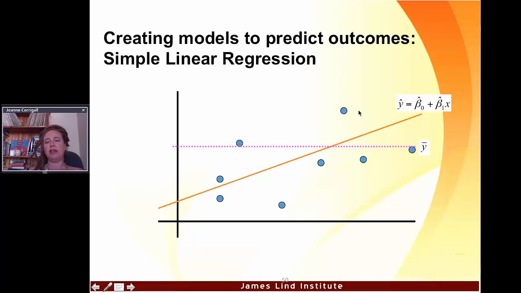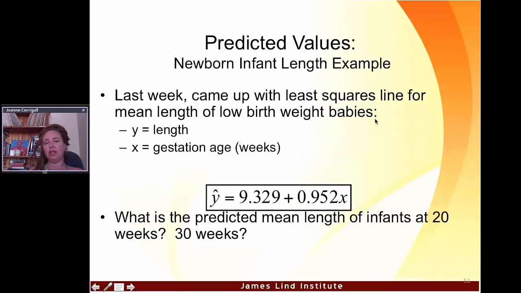Why do we do this? Because then we can actually use this formula or algorithm to start predicting. So here's an example of how we can use it to predict values. Let's say we did a study and then we came up with the least squares line, which is the line that I showed you, that basically gives us a formula for, so on the y-axis we had length, and then on the x-axis we had gestational age, and this is all of babies, okay? So we're comparing length with gestational age and birth weight.